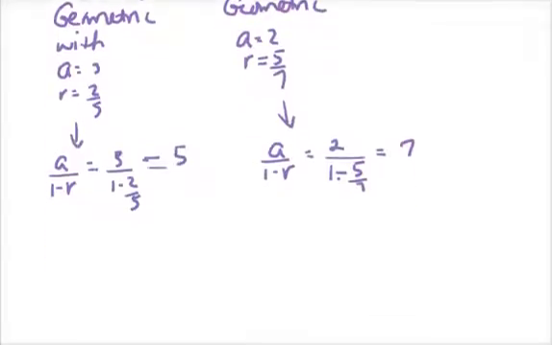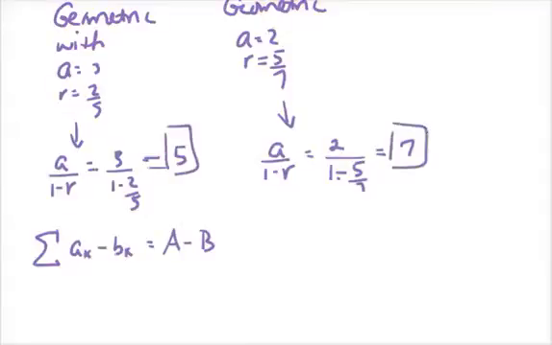So, using the properties of convergent series, and the one we're using is number 2, the sum of the AKs minus BKs is simply equal to A minus B. Here's A, here's B. So 5 minus 7 equals negative 2. And that's your answer, using the properties of convergent series.